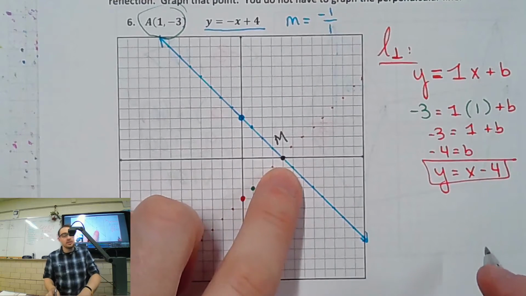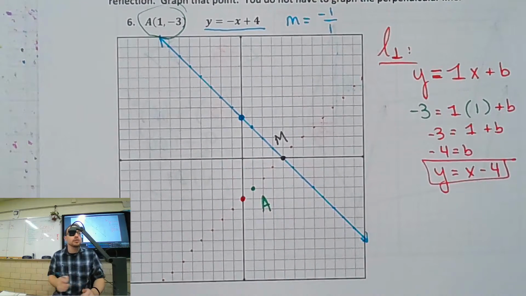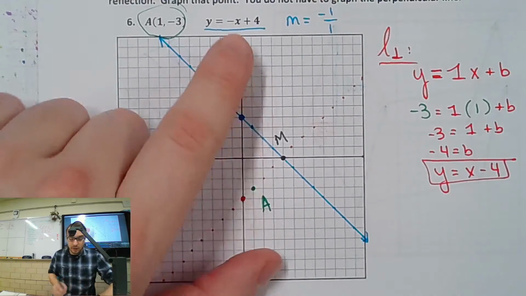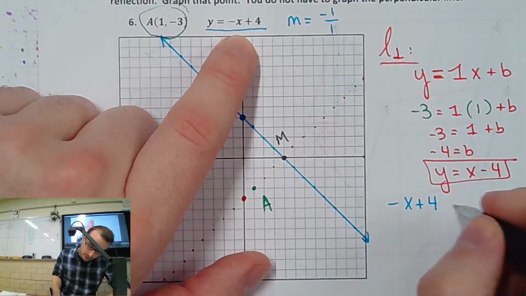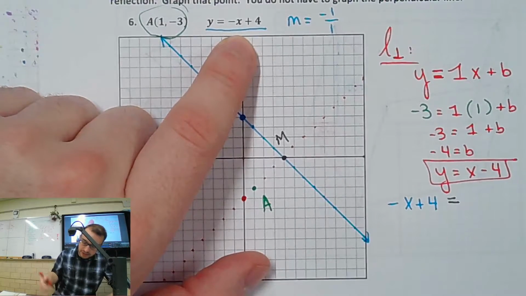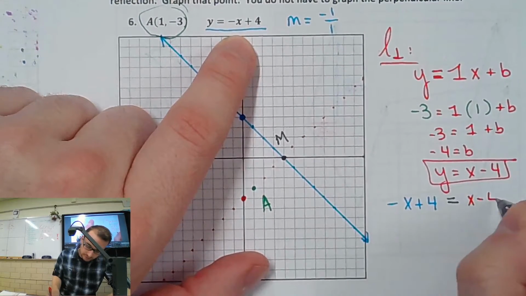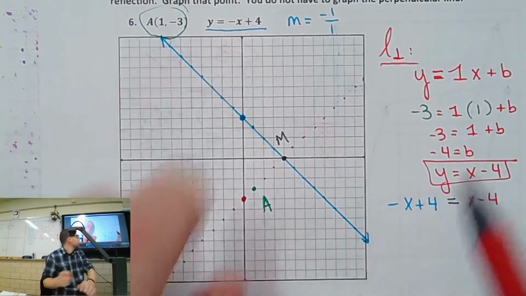So let's figure out where these lines intersect. We're going to do that by setting the two equations equal to each other, right? So the original equation is negative x plus 4. And the perpendicular equation is x minus 4. Right? They both equal y, so they equal each other.